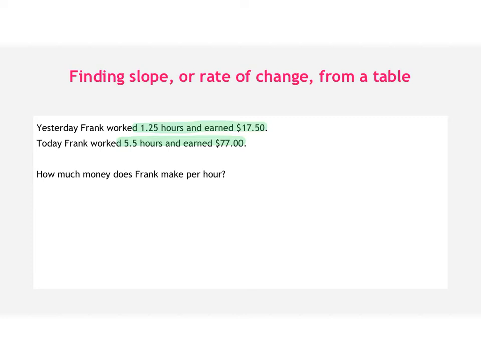So here they're not asking us explicitly for the rate of change, but if we see something like how much is something taking per hour, kind of like a unit rate, that usually means we're looking for our rate of change or slope. So we're going to go back to what we know about rate of change, which is that rate of change is the change in y divided by the change in x.